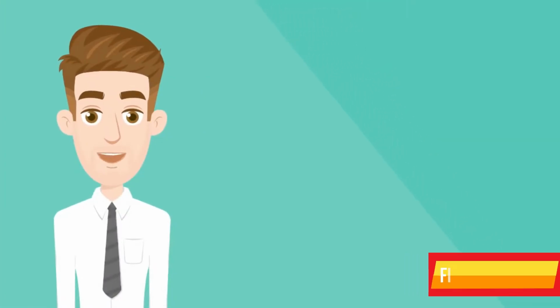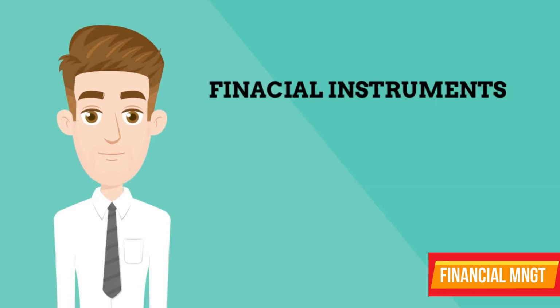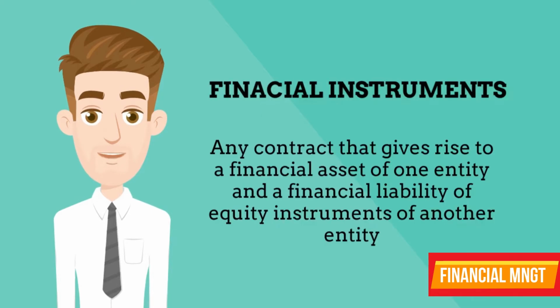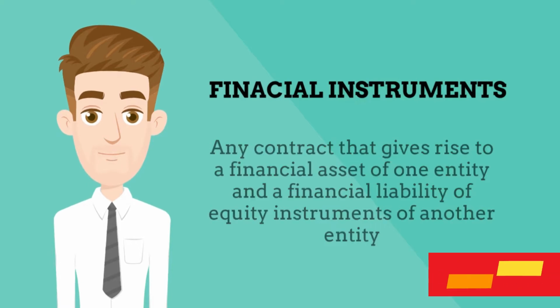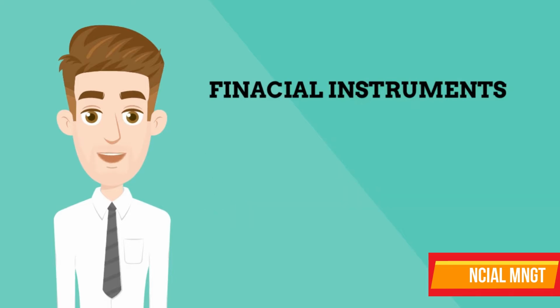Before we proceed, let us know first what is the meaning of financial instrument according to International Accounting Standards, or IAS. A financial instrument is any contract that gives rise to a financial asset of one entity and a financial liability or equity instrument of another entity. It is a monetary contract created by two or more parties which can be transferred, traded, modified and settled with cash. There are different types of financial instruments and we are going to see some of them today.